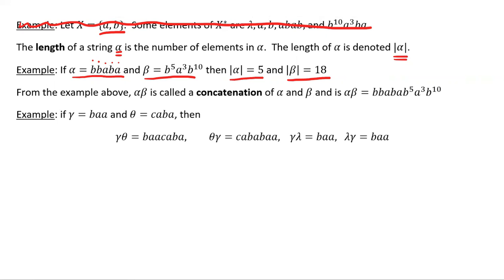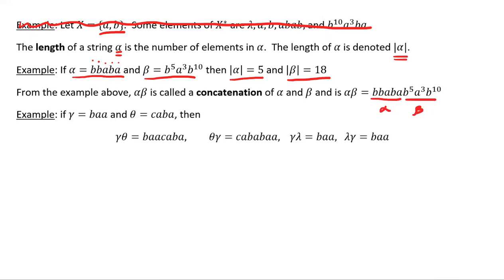So from the example above, if we write alpha beta, that's called a concatenation of alpha and beta. It's kind of a cool word. What it means is you put alpha first, then beta second. So here, look at this. Alpha, and then beta. Nice.